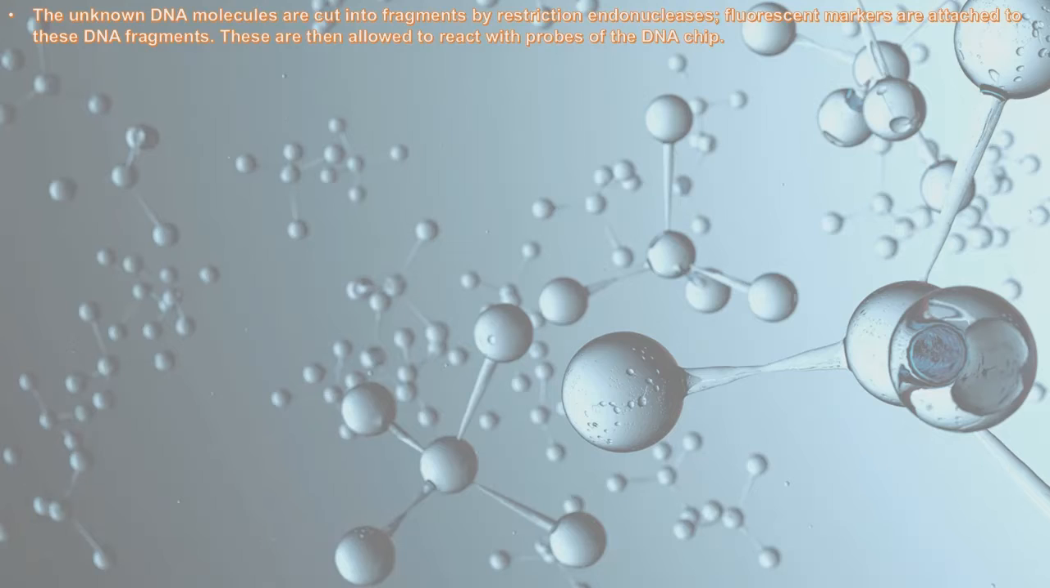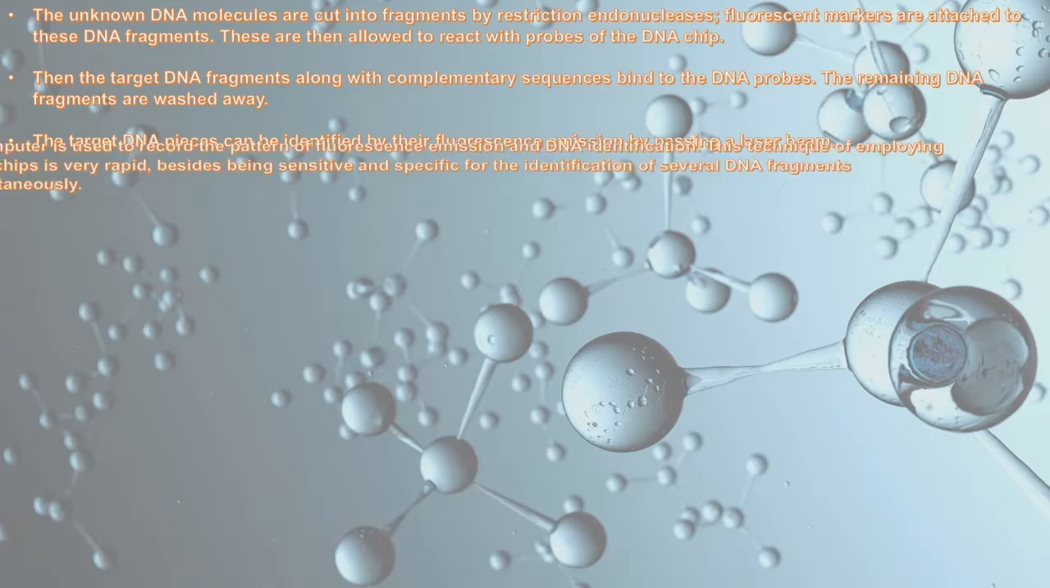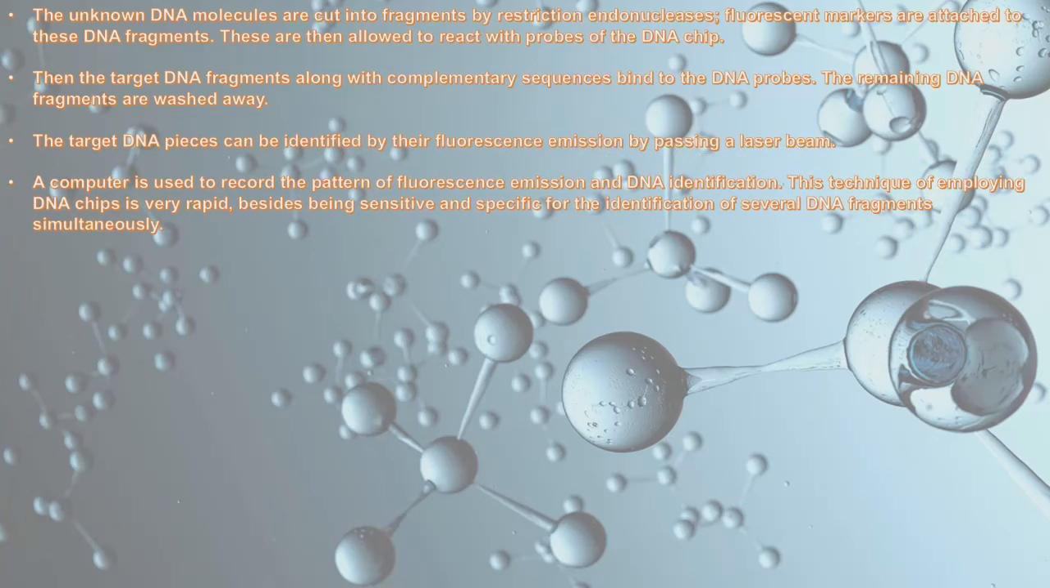The unknown DNA molecules are cut into fragments by restriction endonucleases. Fluorescent markers are attached to these DNA fragments. These are then allowed to react with probes of the DNA chain. Then the target DNA fragments along with complementary sequences bind to the DNA probes. The remaining DNA fragments are washed away. The target DNA pieces can be identified by their fluorescence emission by passing a laser beam. A computer is used to record the pattern of fluorescence emission and DNA identification.